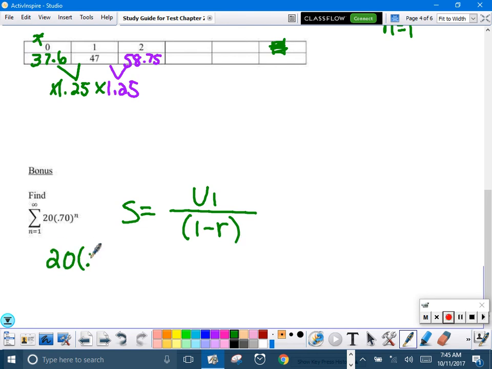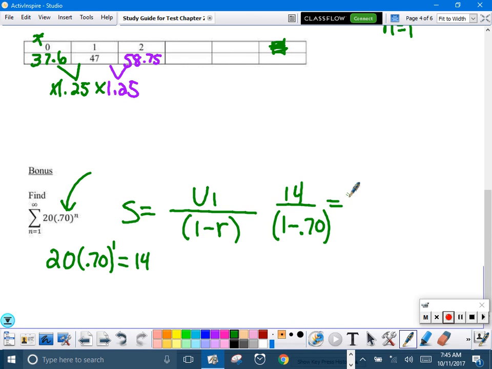So 20 times 0.70 to the first power, and we find that that is 14. So we're going to go 14, we're going to divide by 1 minus the rate, which is the 0.70. Again, the rate's found inside the parentheses. Type that in, and you're going to get 46.6 repeating. Okay, a better answer would be 46 and 2/3. Remember, 0.6 repeating is 2/3.